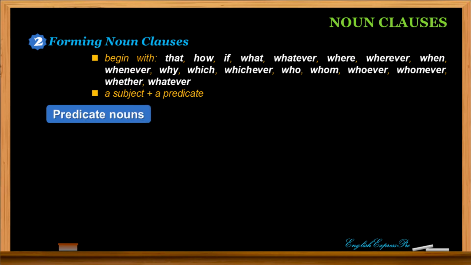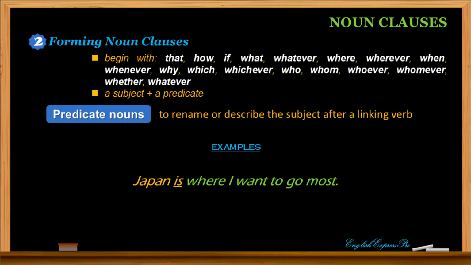Predicate nouns. Predicate nouns are part of a larger group called subject complements, which also includes predicate pronouns and predicative adjectives. These are words that rename or describe the subject after a linking verb, like forms of the verb be. For example, Japan is where I want to go most. Where I want to go most is the predicate noun of the linking verb is, renaming the subject, Japan.